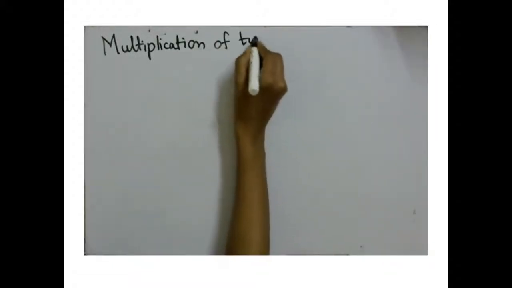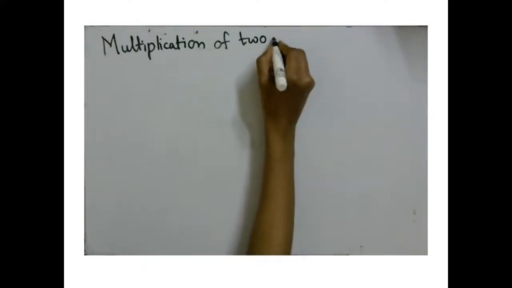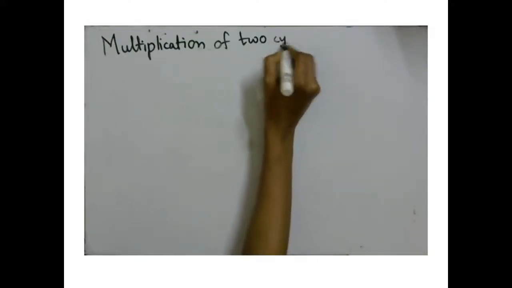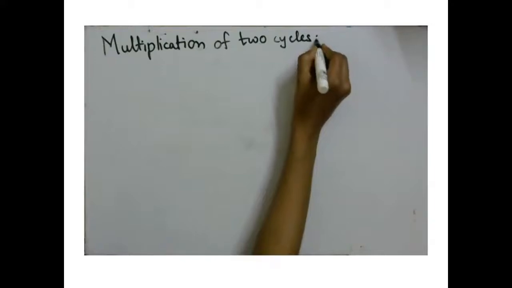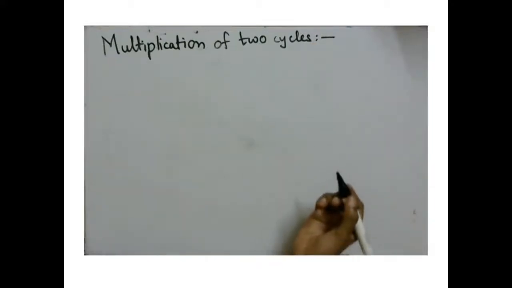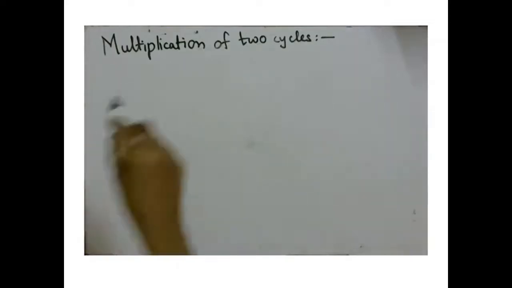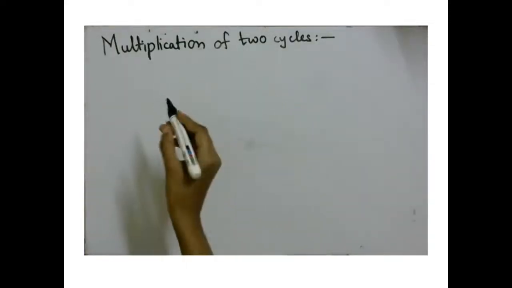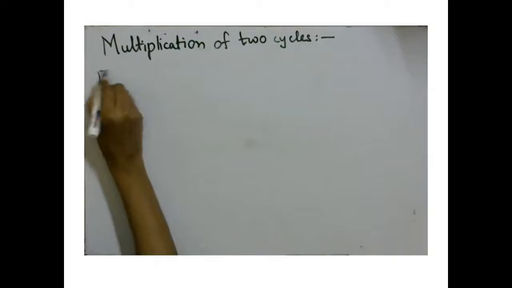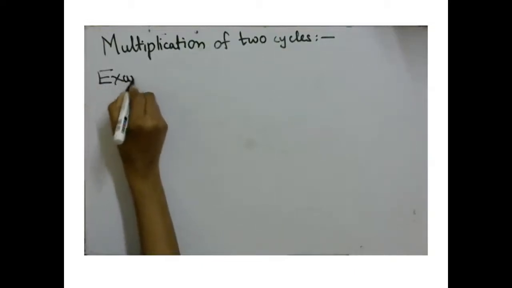So in the previous video, we have seen the definition of transposition, one cycles, and disjoint cycle, and how to write a permutation in cyclic notation. Now here we are going to see how to multiply two cycles with an example. So we are taking an example from S8.